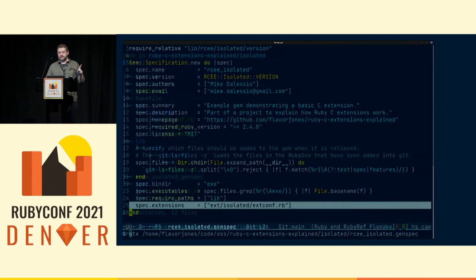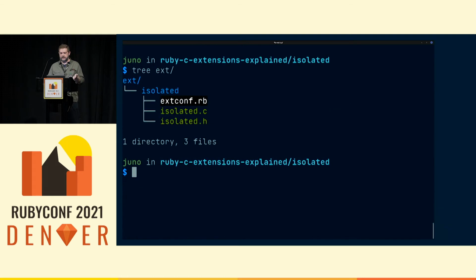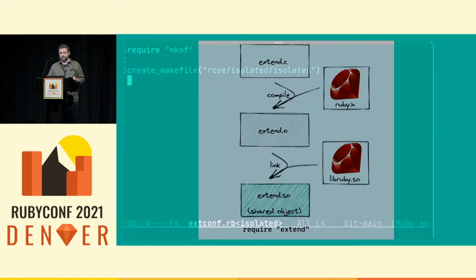Isolated code is checked out locally. The gem spec file tells us where in the directory structure we can actually find the extension directory. That extension directory contains all of the C code, as well as the extension configuration file, which is conventionally named extconf.rb. And that extconf is a Ruby script that has one job, which is to write a precise recipe for compiling and linking the extension.